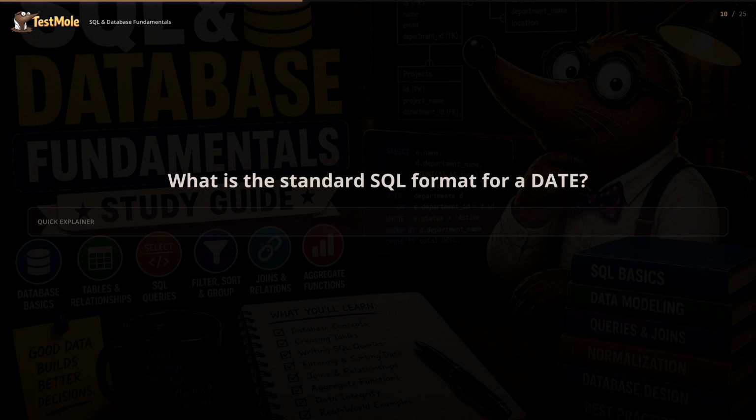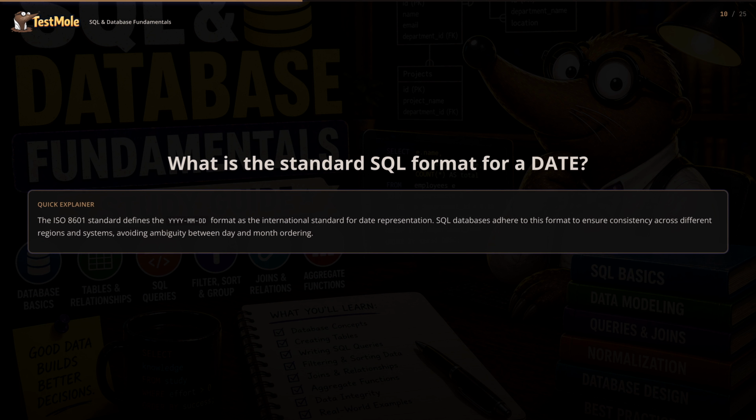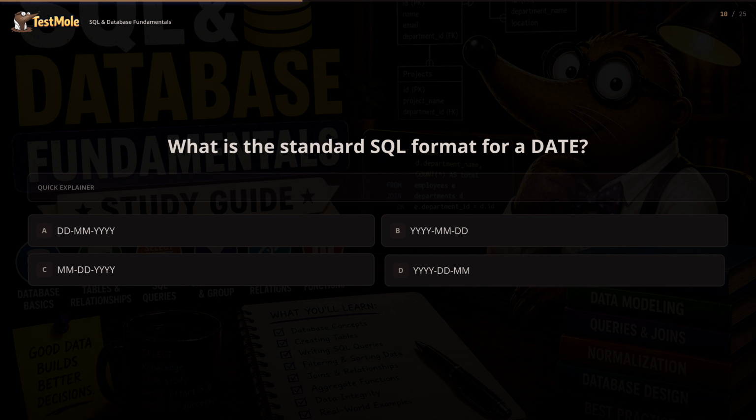What is the standard SQL format for a date? The ISO 8601 standard defines the YYYYMMDD format as the international standard for date representation. SQL databases adhere to this format to ensure consistency across different regions and systems, avoiding ambiguity between day and month ordering.